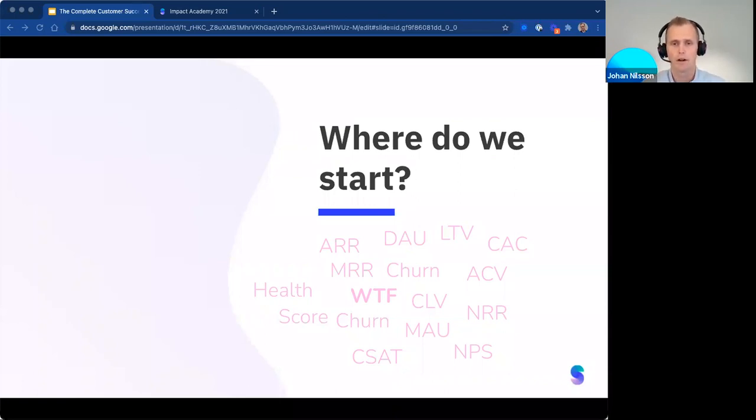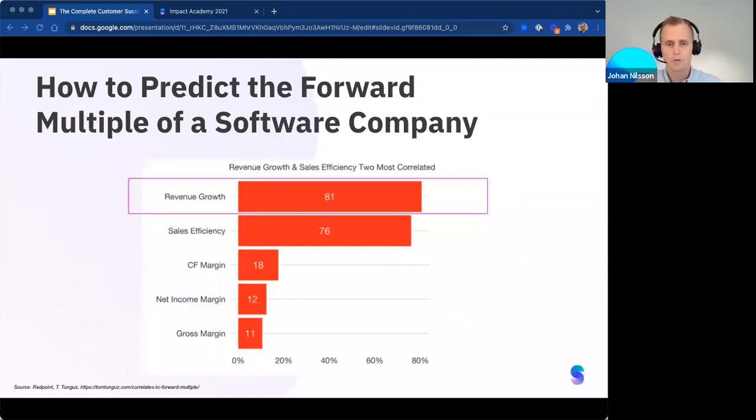But let's take it from the start here. So in a software company or in a SaaS business, there is actually two things that value the company. In most other businesses, people look a lot on margins and profitability and those things. But in SaaS and in the software, the main focus is actually on revenue growth. It's also about sales efficiency. That's not something that customer success really has a big impact on. So we will focus on this first one, which is revenue growth.